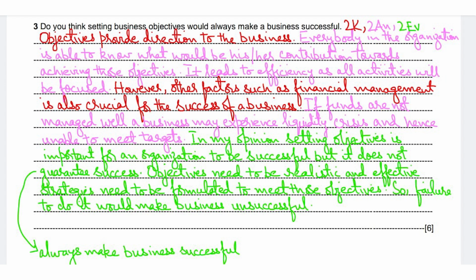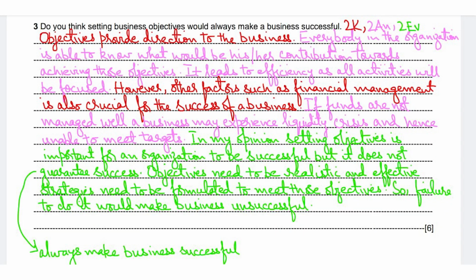If funds are not managed well, now I am into analysis, a business may experience liquidity crisis. I am explaining why financial management may lead to business failure, or may not give the business a success. So, if funds are not managed well, a business may experience liquidity crisis and hence be unable to meet targets. I showed the impact on business, right? So, compact analysis. Now I'm into my evaluation. So it's in green color. In my opinion, setting objectives is important for an organization to be successful, right? I mentioned that. Or you can write, I just made an arrow, always make business successful.